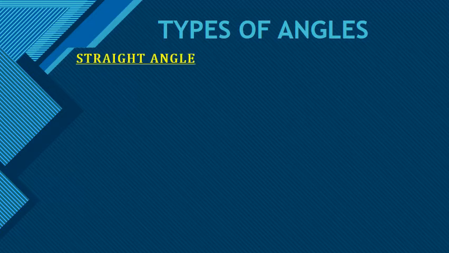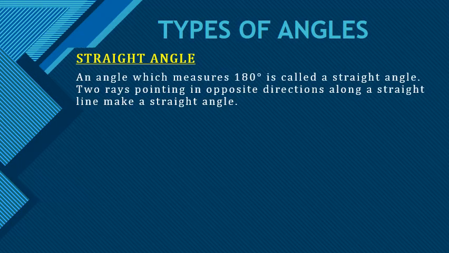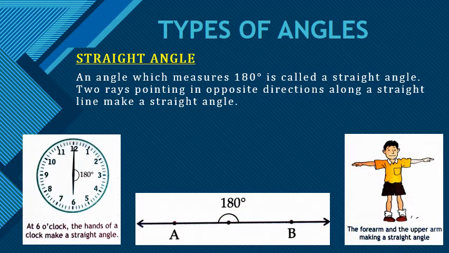Now let's come to straight angle. So what is a straight angle? Well, an angle which measures 180 degrees is called a straight angle. Two rays pointing in opposite directions along a straight line make a straight angle. You can see that in these three pictures, the middle picture where two rays are pointing in opposite directions, they are making an angle of 180 degrees, and this is called a straight angle.